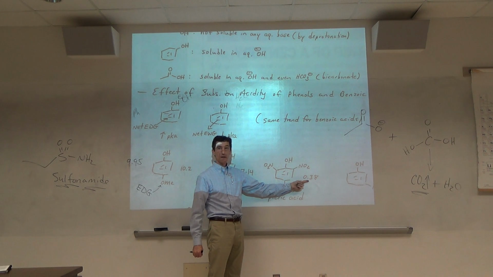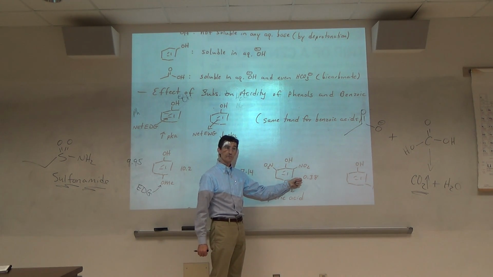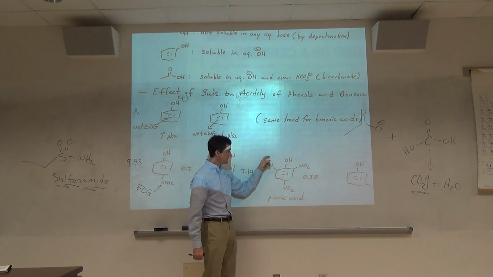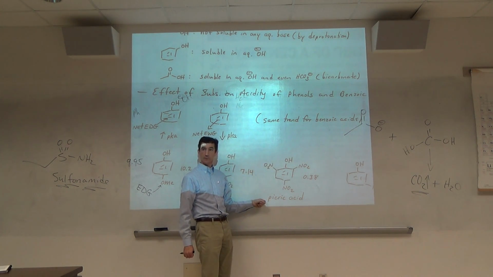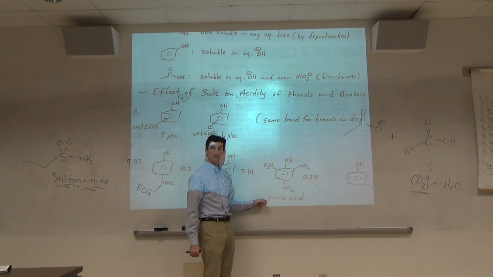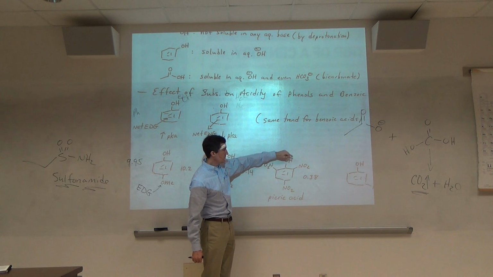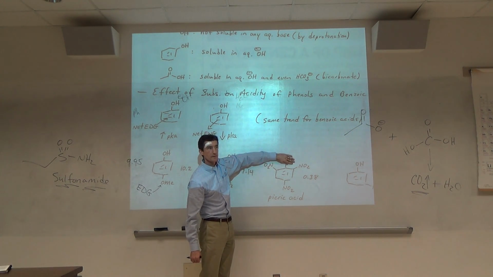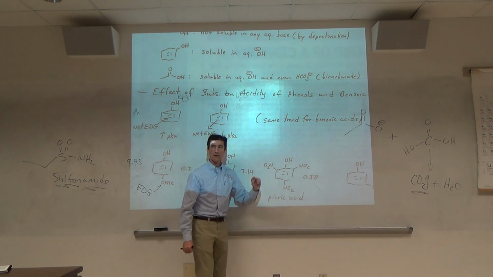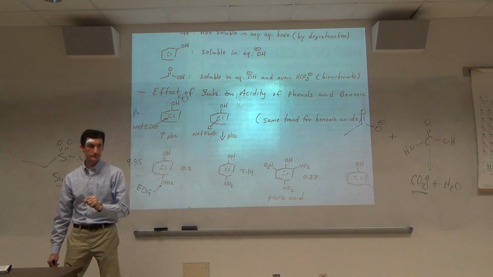0.38. Now that phenol is more acidic than acetic acid. That phenol is actually called picric acid. It's actually an explosive acid, because if that was a methyl, what would that be? TNT. Okay? Lots of nitro groups tend to be explosive.